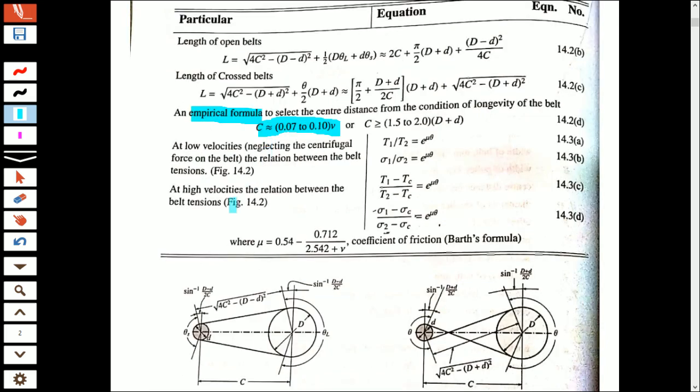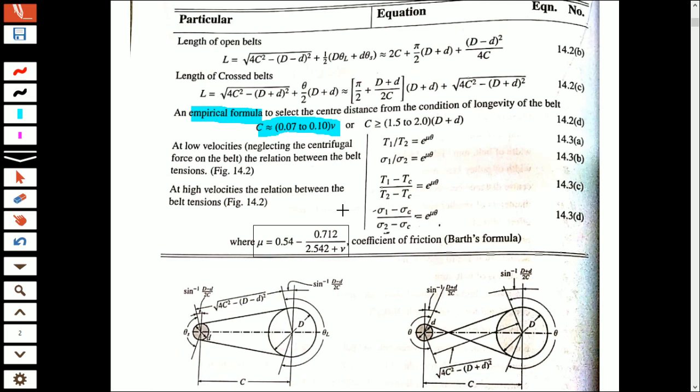And the second one is the BAT formula. See, it is given over here. This is the BAT formula, and I hope you understand the meaning of this equation. It is nothing but the equation used to find the coefficient of friction using the velocity. If nothing is provided, not the belt material, not the pulley material, and you can't use the table 14.2a, you can use this formula to find out the coefficient of friction.